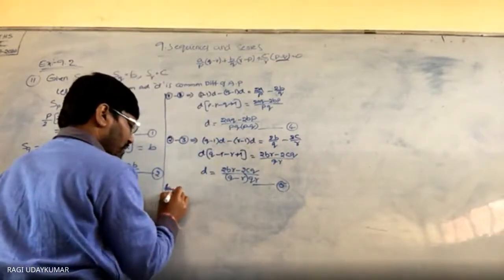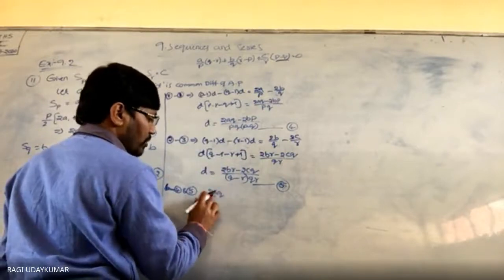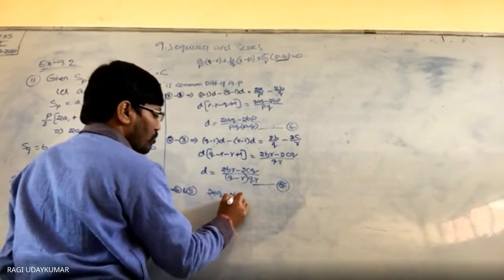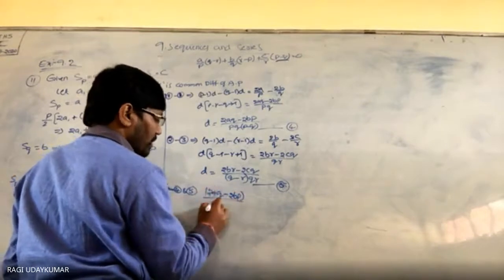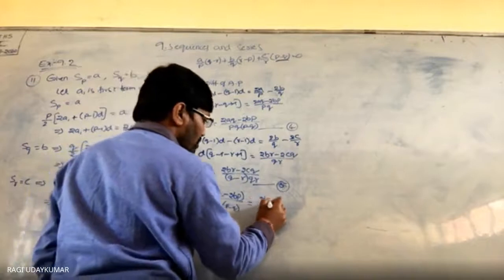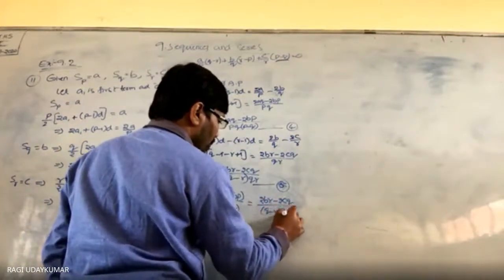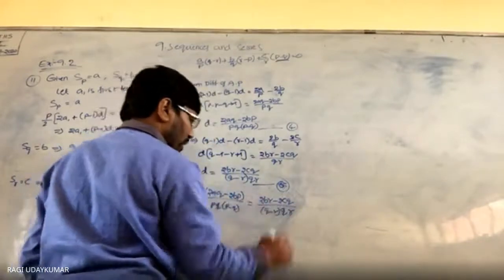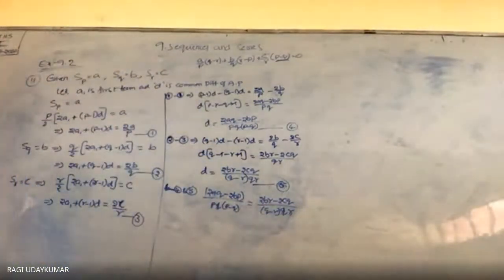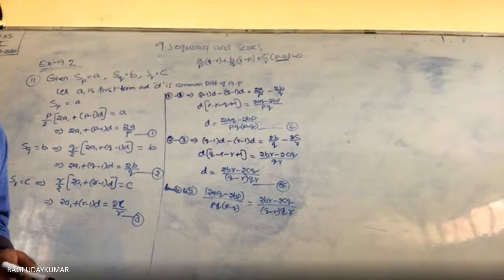From 4 and 5, you can say that both are equal: aq minus 2bp by pq into p minus q is equal to 2br minus 2cq by q minus r into qr. So here q is there and q is there, cancel it. Just you have to simplify it. That simplification only will give you the required result. Simplify by cross multiplying.